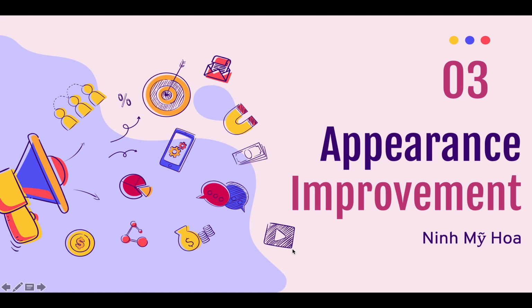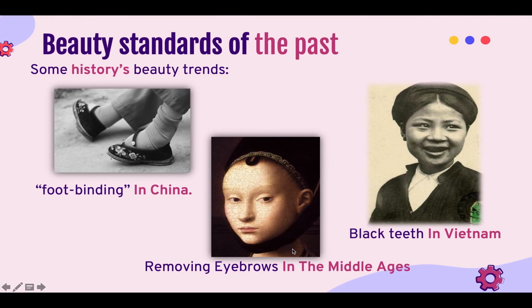And now I'm going to present the effect of Instagram on appearance improvement. Since the beginning of time, humans have been drawn to beauty, especially female beauty. Women have used a lot of methods to meet society's standards of beauty, which have varied drastically amongst centuries and cultures, such as foot binding in China, removing eyebrows in the Middle East, and blackening teeth in Vietnam.